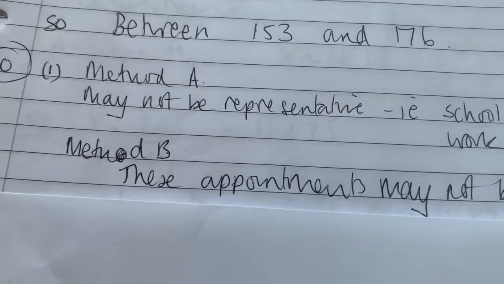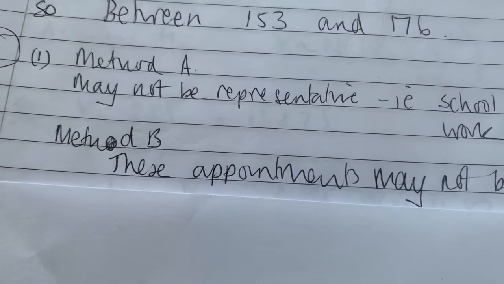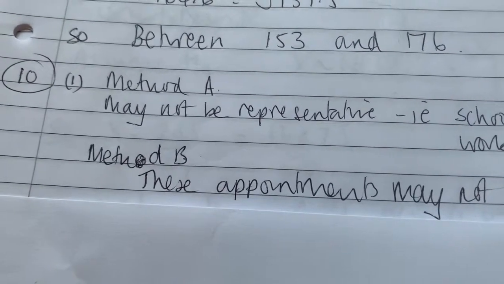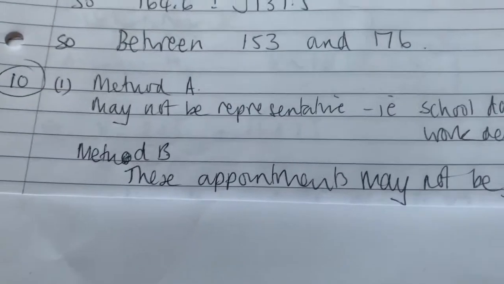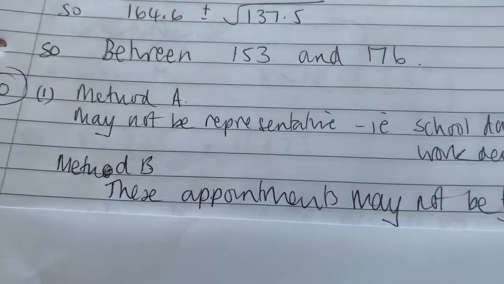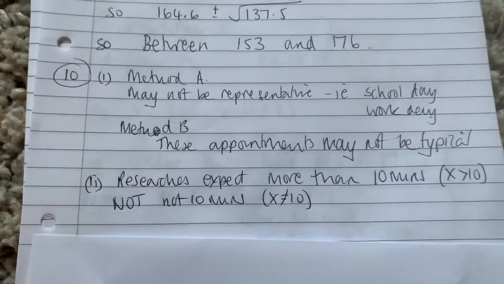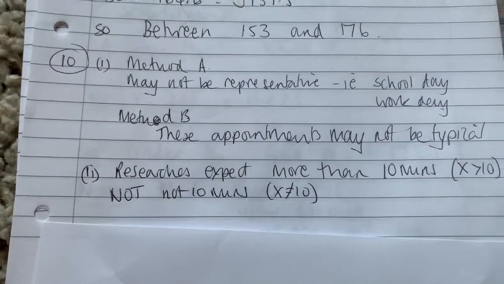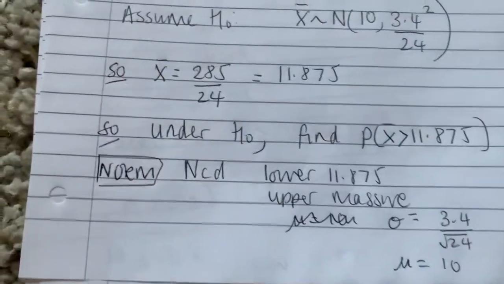The next one, you can see that you're wanting to test whether or not patients take 10 minutes on average. To test this suspicion, you use method A and carry out a random sample of 24 appointments. Why do you think it's going to be a one-tail test? Well, probably because it's highly unlikely that they're going to take less than 10 minutes. They suspect that they're going to take more than 10 minutes. So your answer could be something like, researchers expect more than 10 minutes for an appointment, so greater than 10, not equal to 10, highly unlikely.